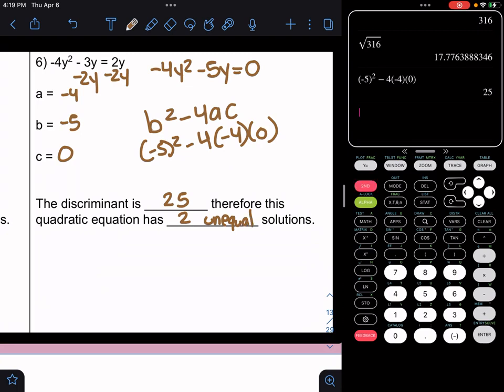And what is the square root of 25? The square root of 25 is 5, which is a rational number.